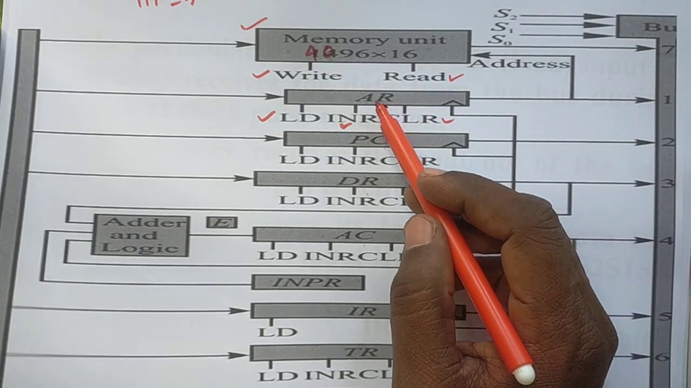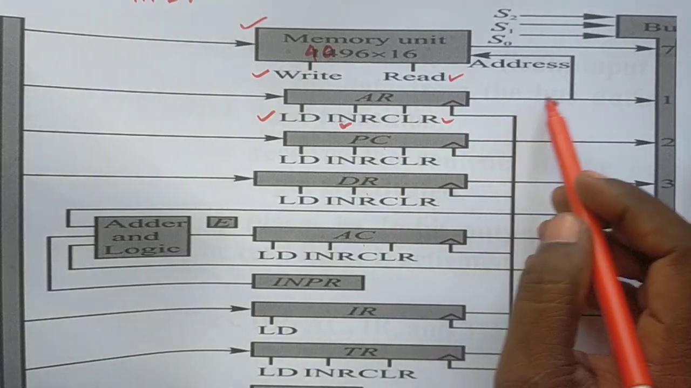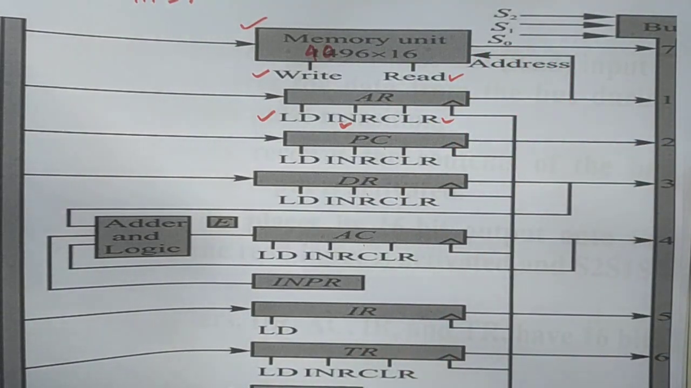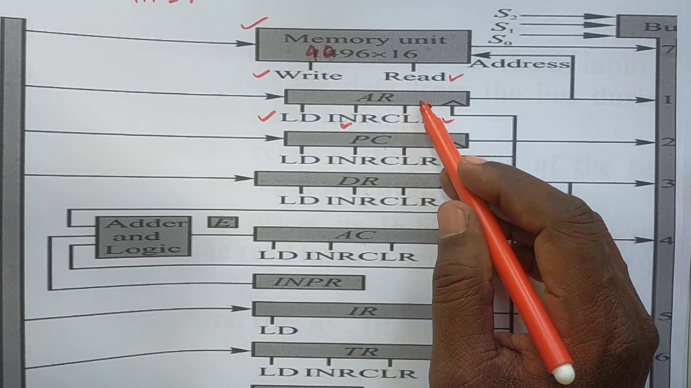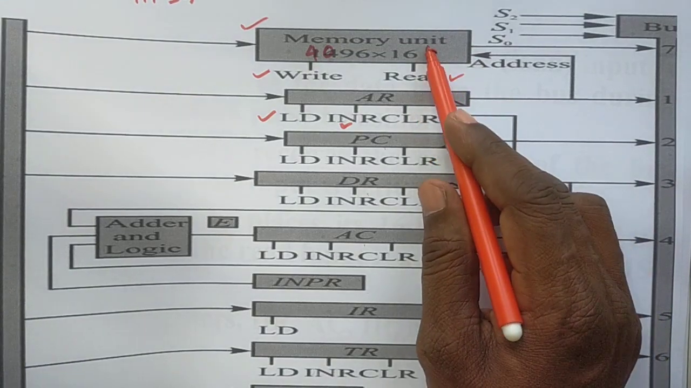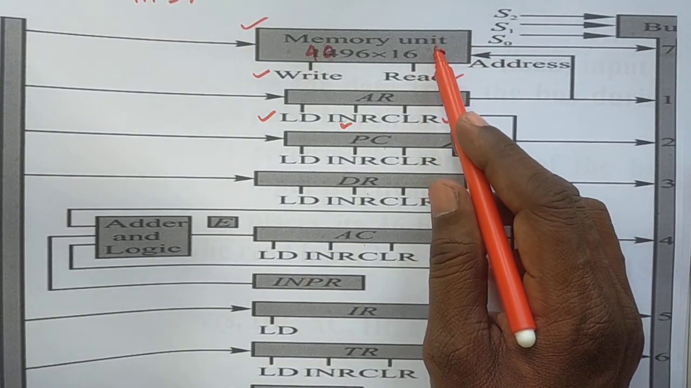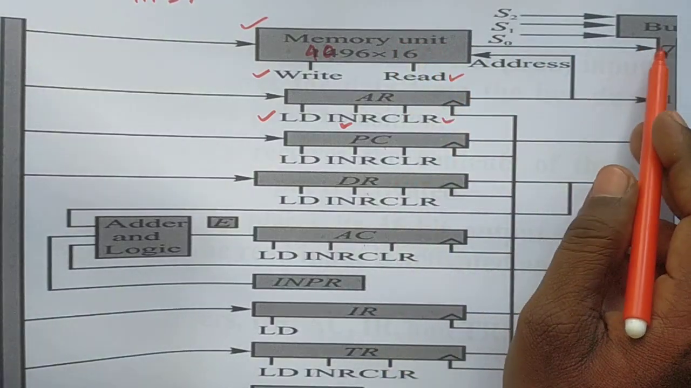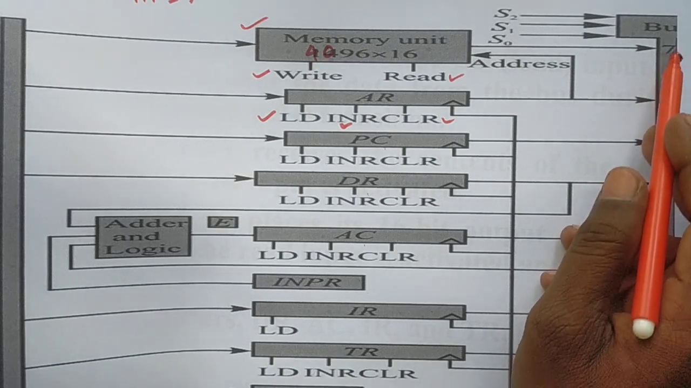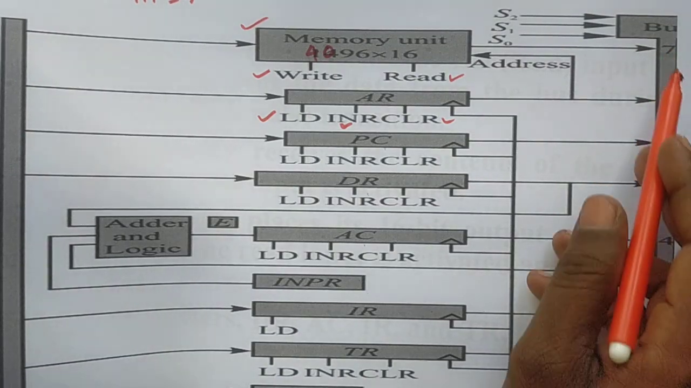Okay, the AR register is linked to the memory unit, because the address register keeps the address of data in memory. Whenever any data is collected from memory, it is released from memory and passed to the common bus.